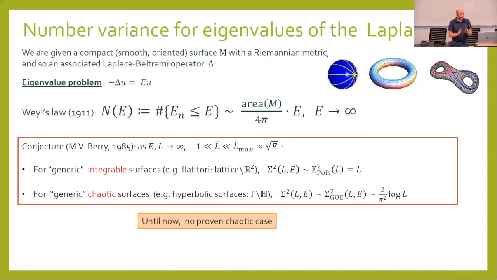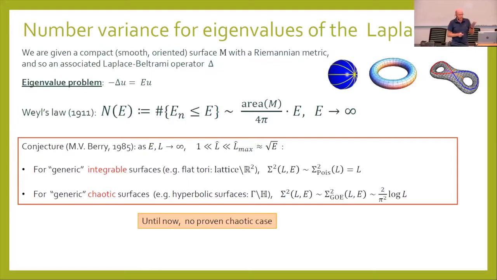So let's take a compact surface and put a Riemannian metric on it. And once you have a Riemannian metric, you have a Laplace-Beltrami operator, and you have eigenvalues. In fact, you have lots of eigenvalues. And for a surface, the analog of the Riemann-von Mangoldt formula says that the number of eigenvalues up to E grows linearly with E, with a prefactor that tells you what the area of the surface is. This is called Weyl's law.